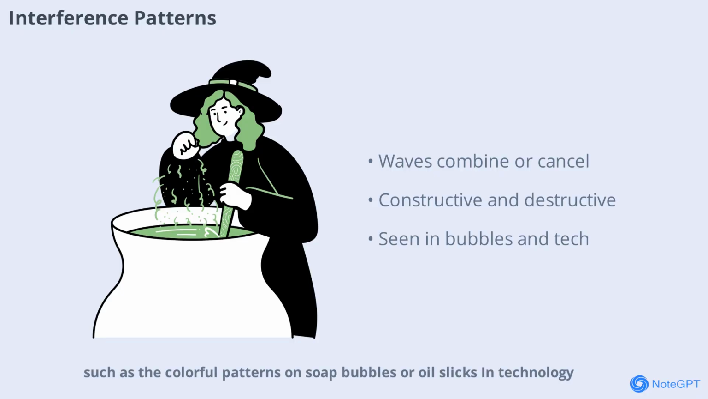In technology, interference can affect wireless signals, sometimes causing dropped calls or slow internet. By understanding interference, engineers can design systems to minimize unwanted effects.